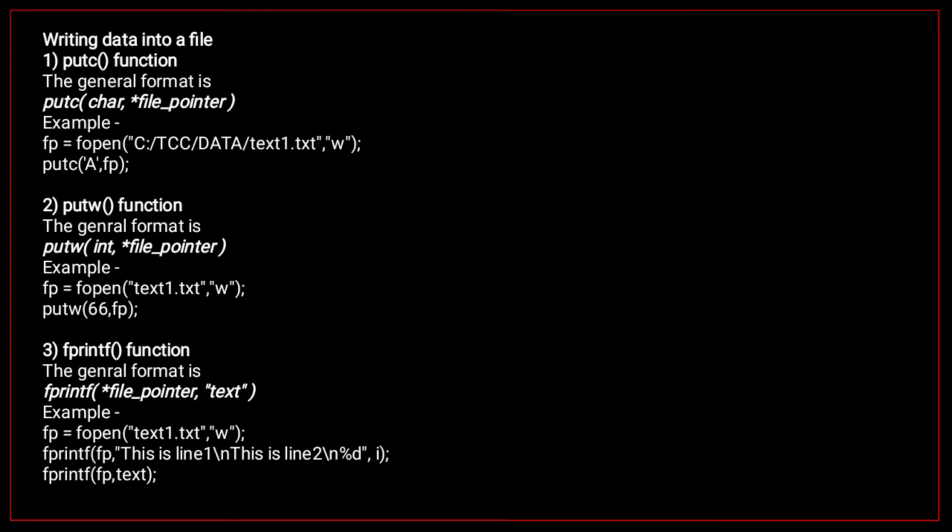Now the third function, fprintf function. The general format of this function is fprintf(file pointer, text). This function is used to write or insert multiple lines of text with mixed data types, that is character, integer, float, double, into the specified file which is opened in writing mode. So how to use this fprintf function? Now this is the example to use the fprintf function in file handling programming.